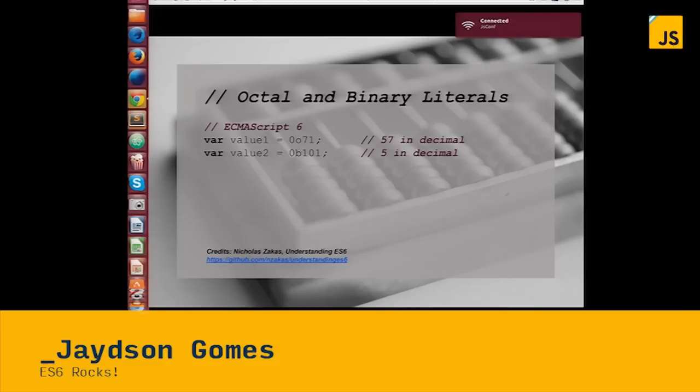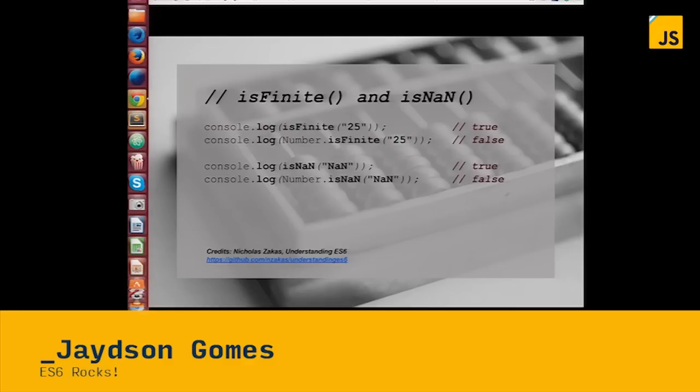Moving on to strings and numbers, we have a lot of things in numbers now in ES6. One of the fun things is that we have octal and binary literals. So now you can explicitly specify if a number is octal or binary. This is pretty useful. And we have these two methods, isFinite and isNaN. I think isNaN is a well-known method in JavaScript.